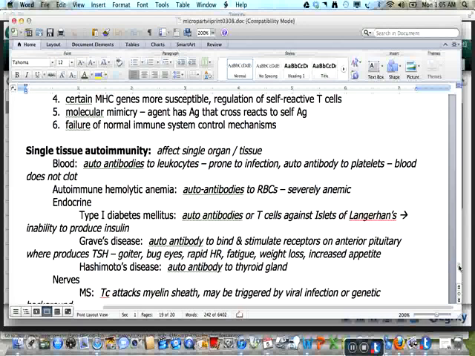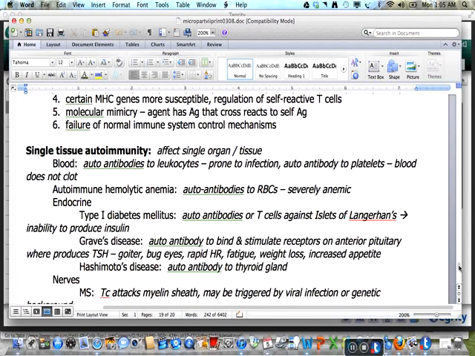Single tissue autoimmunity affects just a single organ or tissue. With the blood, a person may have autoantibodies to the leukocytes and be prone to infection. If there are autoantibodies to platelets, the blood does not clot. With autoimmune hemolytic anemia, the person is severely anemic due to autoantibodies to the red blood cells.